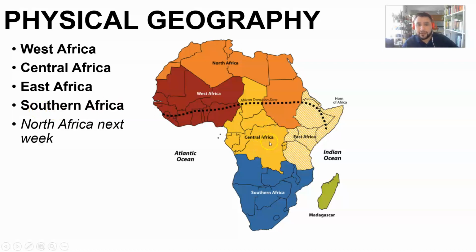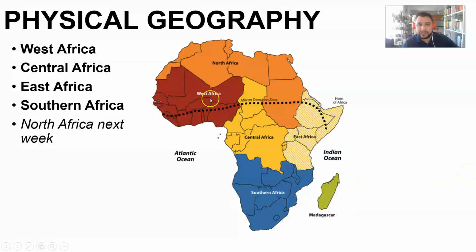We also have Central Africa, which includes countries like Cameroon, Congo, and Gabon. And then East Africa, which includes countries like Kenya, Somalia, Ethiopia, and Tanzania. And then we have Southern Africa, which includes countries like Angola, Mozambique, Botswana, and South Africa, the country, and also Madagascar on its own. Next week, we will talk about North Africa.